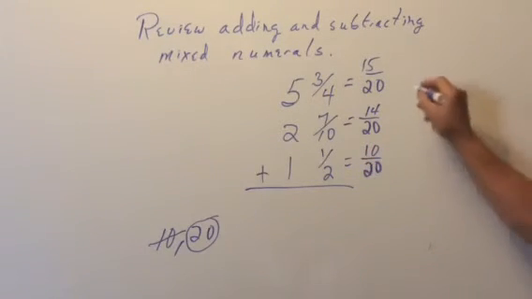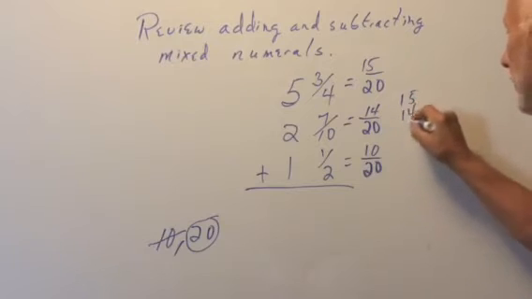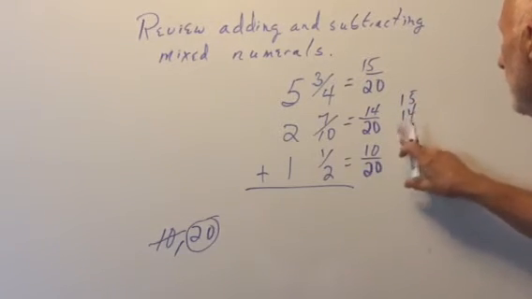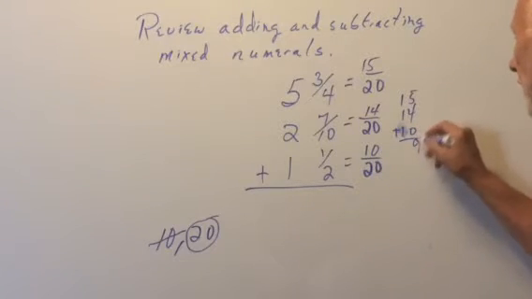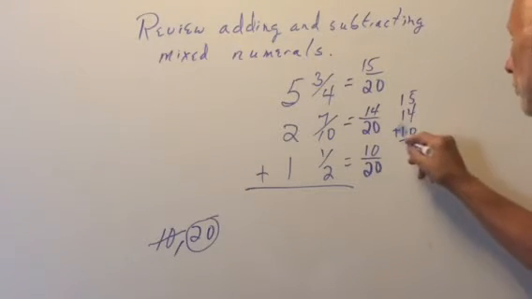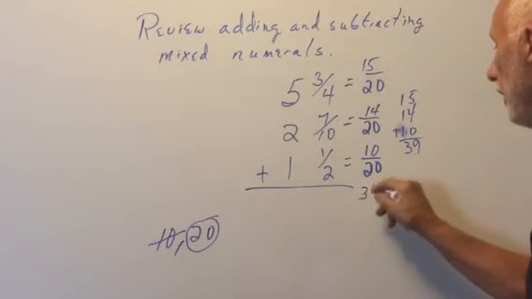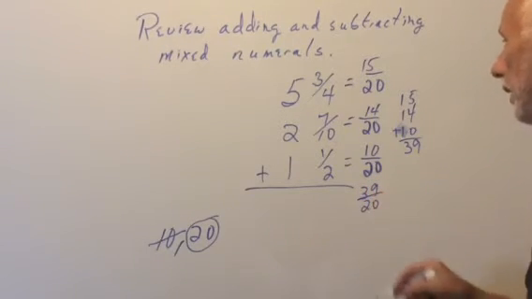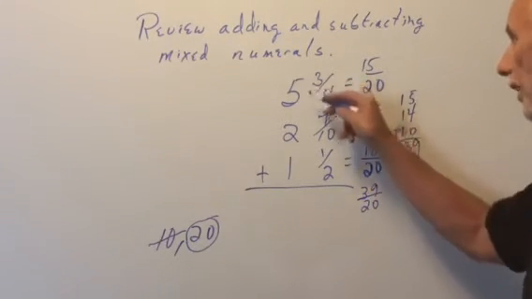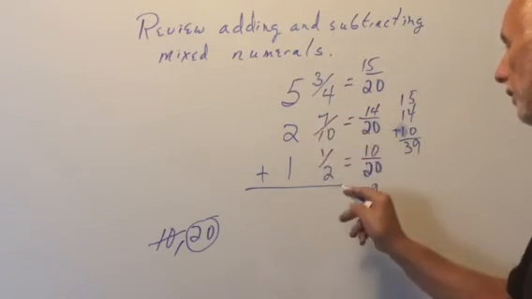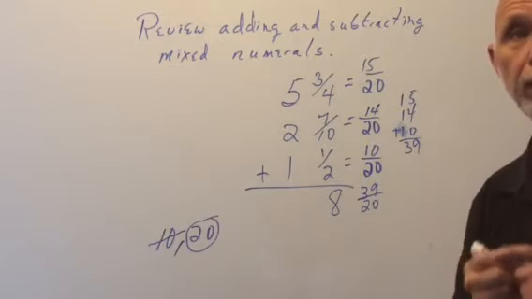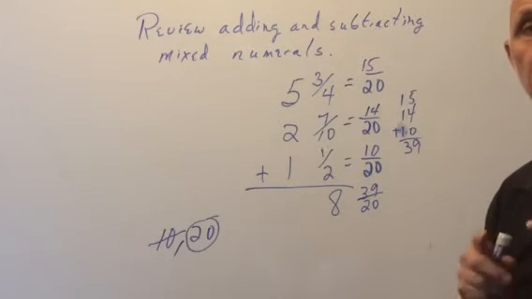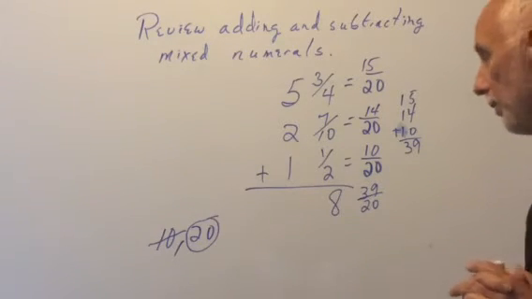So now when I add, I can add 15, 14, and 10 because I'm adding the numerators. 4 and 5 is 9. 1 and 1 is 2, and 1 is 3. So I get 39/20ths. And I add my whole numbers. 5 and 2 is 7, and 1 is 8. And that's my answer, but it's wrong. And it's wrong for one reason, actually, I'm sorry.